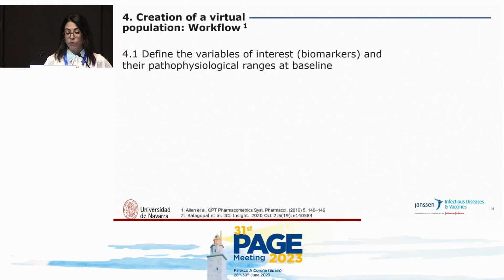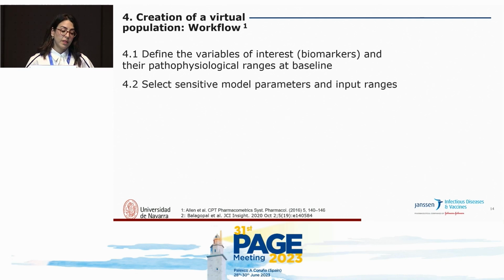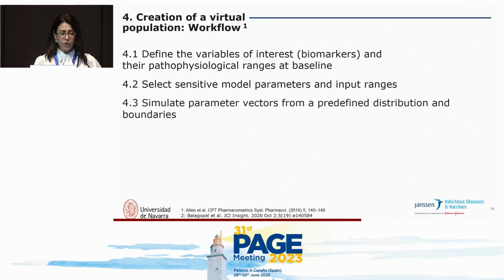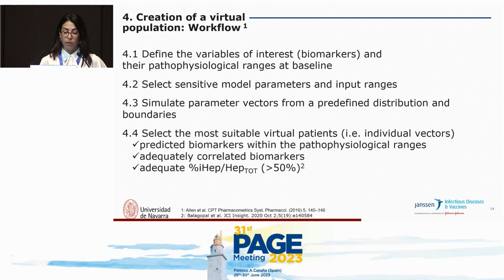So we follow a workflow for the creation of a virtual population by defining the variables of interest, the biomarkers, and their pathophysiological ranges at baseline, previous to any treatment. Then we select the sensitive model parameters and input ranges. We simulate parameter vectors from a predefined uniform distribution and boundaries. And then we select the most suitable virtual patients with predicted biomarkers within the pathophysiological range defined in the first step, with adequate correlation between biomarkers and an adequate percentage of infected hepatocytes in the liver.